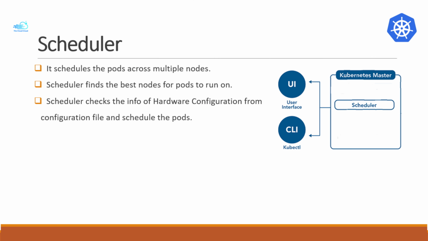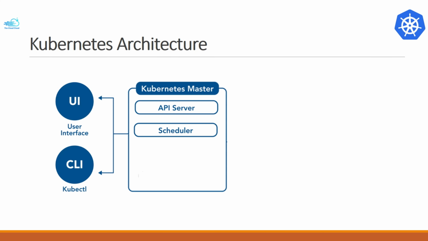What is scheduler in Kubernetes master? As its name suggests, it schedules pods across multiple worker nodes. Scheduler watches for newly created pods that have no node assigned. Scheduler gets the information of the hardware configuration of the nodes from the configuration file and schedules the pod on the node accordingly. Ultimately, scheduler is responsible for finding the best node for the pods.